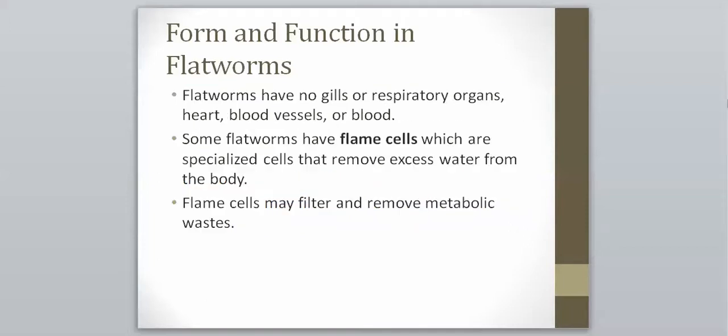And going along with respiration, circulation, and excretion, flatworms have no gills or respiratory organs. They don't have a heart, they don't have blood vessels, and they do not have blood. However, some have what are known as flame cells, which are specialized cells that remove excess water from the body. So this helps them take out water that may not be needed at the time. And the flame cells will also filter and remove metabolic waste.